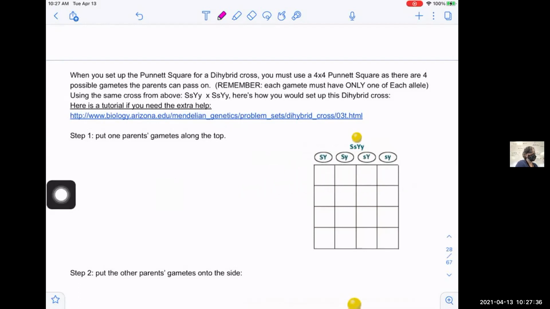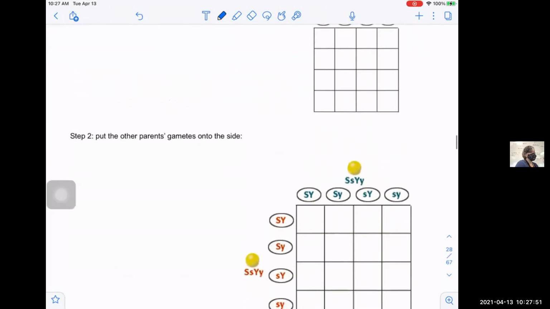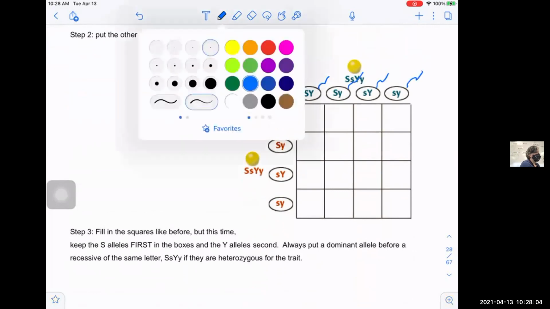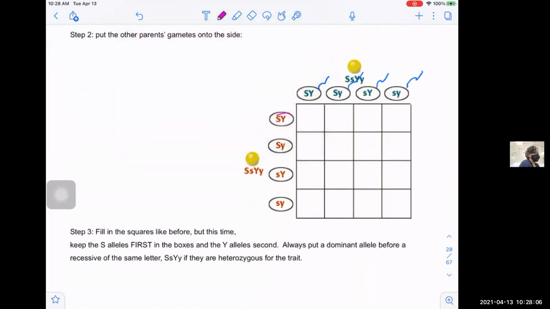So you put the parents' gametes along the top. This was done for you here. Let's say this was dad. I'm gonna put little sperm tails on here so you guys remember that these are gametes, right? And then you put the other parent on the side. So one parent along the top, the other parent on the side. So these were dad's sperm. And these were mom's eggs on the side, okay?